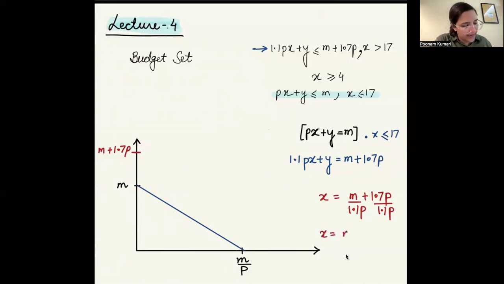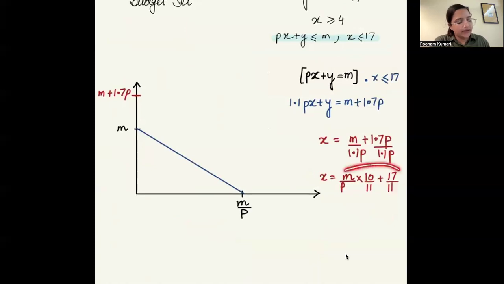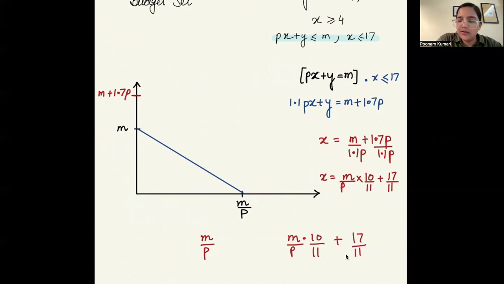X is equal to m by p into 10 by 11 plus 17 by 11, right? So can you say anything about which one is bigger, this or this? Ma'am, m by p into 10 by 11 is bigger than 17 by 11. Why? Ma'am, because when we take out the value, it's coming out to be 1.40 m by p.